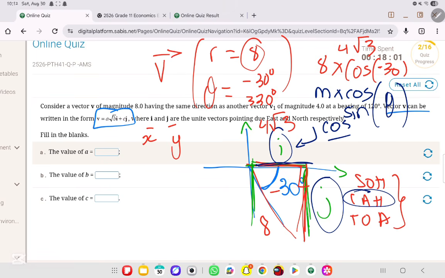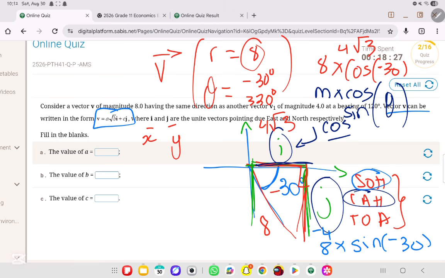This is opposite to the angle. Because it's opposite, I will be using this equation. So it's gonna be the magnitude, which is 8 times sine, the angle theta, which is minus 30. So 8 times sine minus 30, I will get an answer of minus 4.